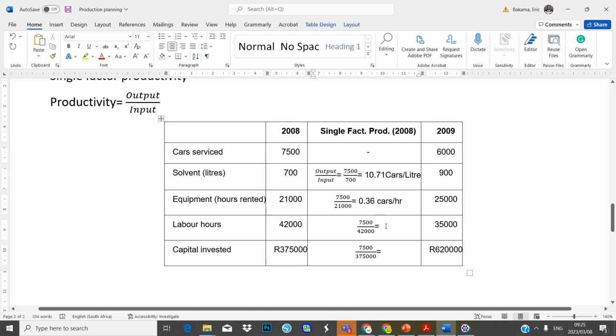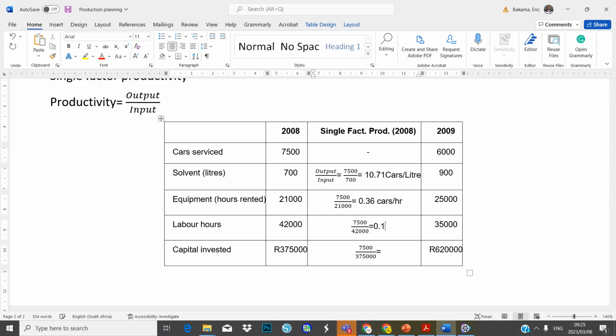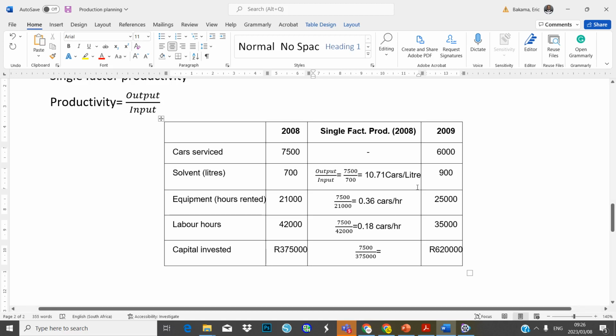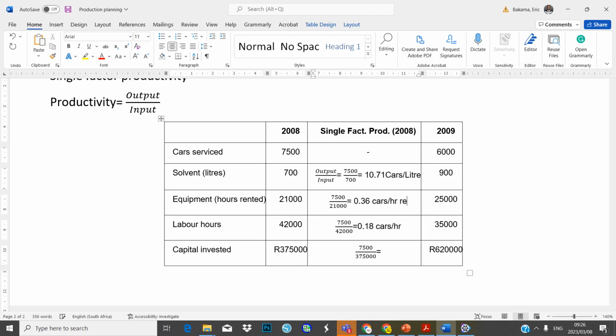In terms of labor, we were also talking about the same thing. So for labor, 7,500, we divide by 42,000. Then in this case, the company will be getting 0.18 cars per hour as well. So these are the hours rented, and this one here is the labor hour. It means that in 1 hour, an employee is servicing 0.18 cars.